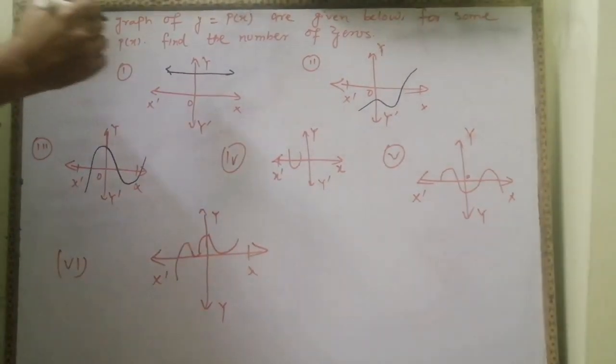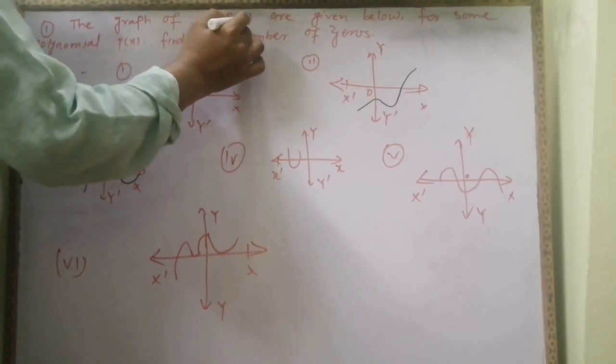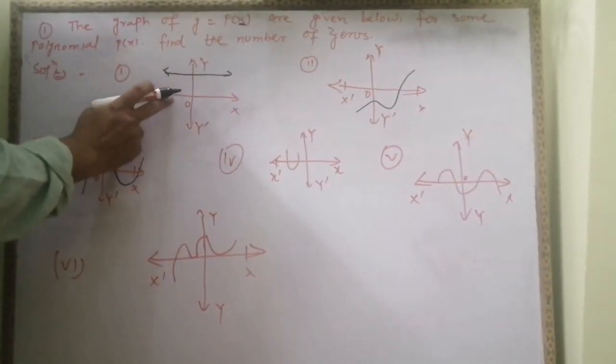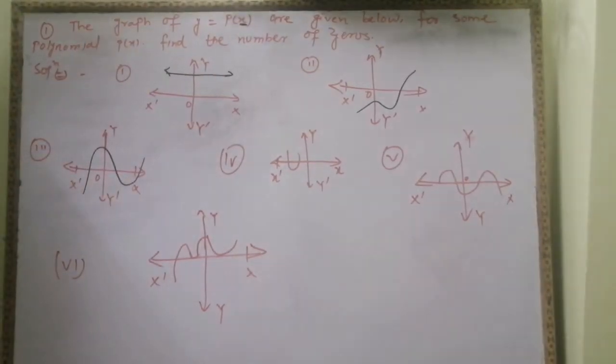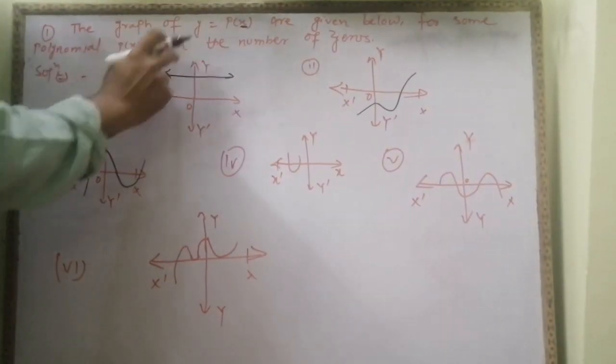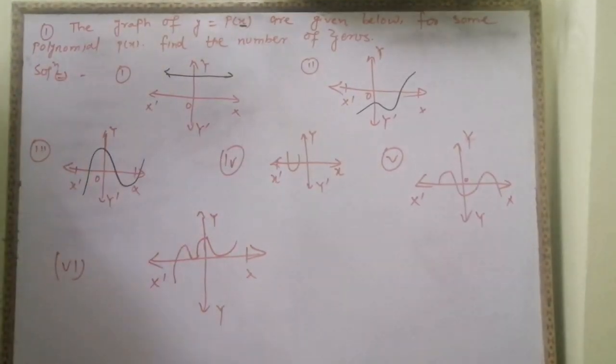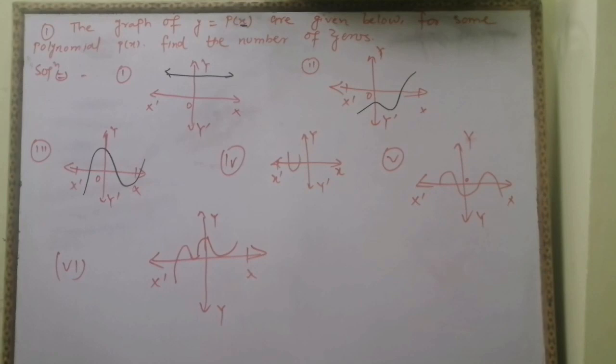because the polynomial is given as y equals p(x), which means the variable is x, so we have to take notice of the x-axis. If it is written as y equals p(y), or z equals p(y), then we have to notice the y-axis for finding the number of zeros.